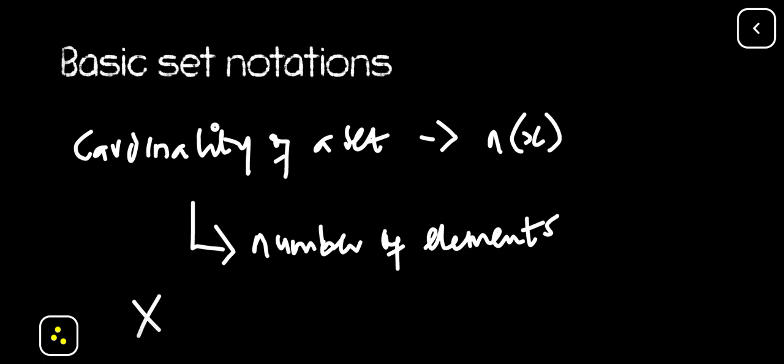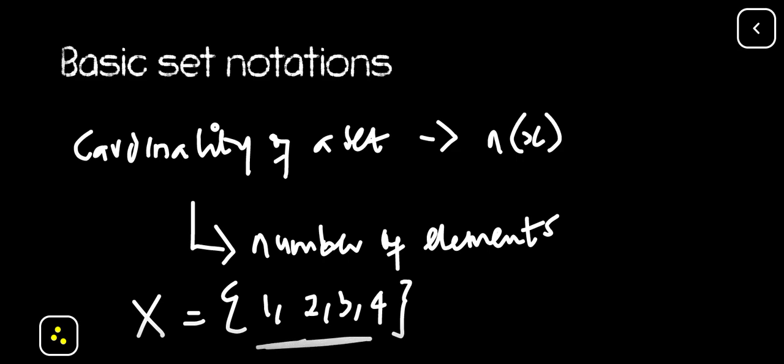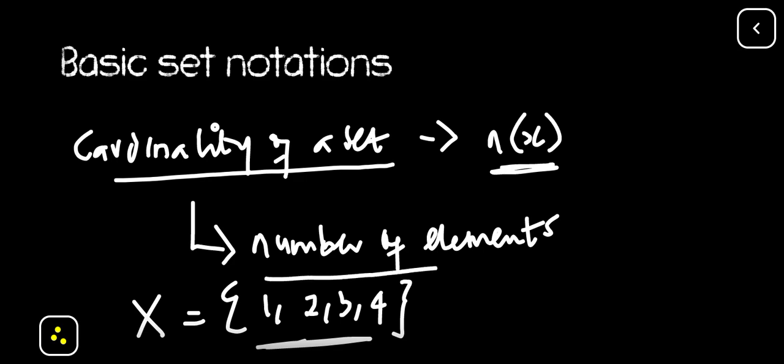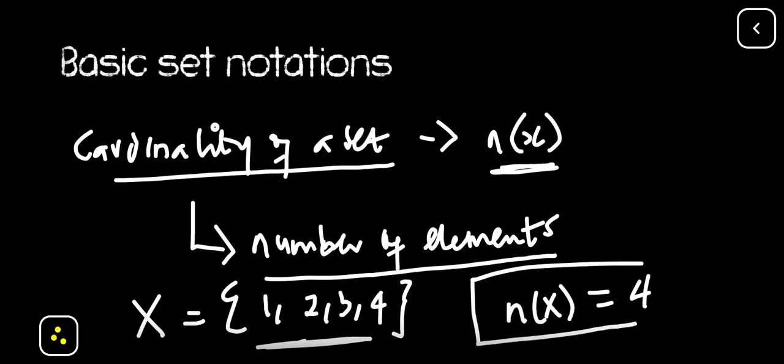So if you have a set, let's say x is equal to 1, 2, 3, and 4. Now, you know very well that 1, 2, 3, 4 are elements in the set. But what is the cardinality of this set x? The cardinality is n of x, which is the number of elements. And what is the number of elements in this set x? The number of elements is 4 because there are 4 members in this set. So we can say that n of x is equal to 4. This is the cardinality of this set.